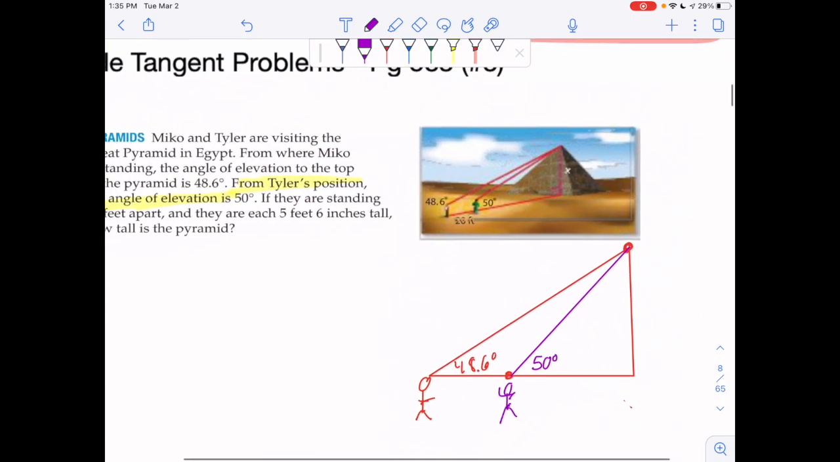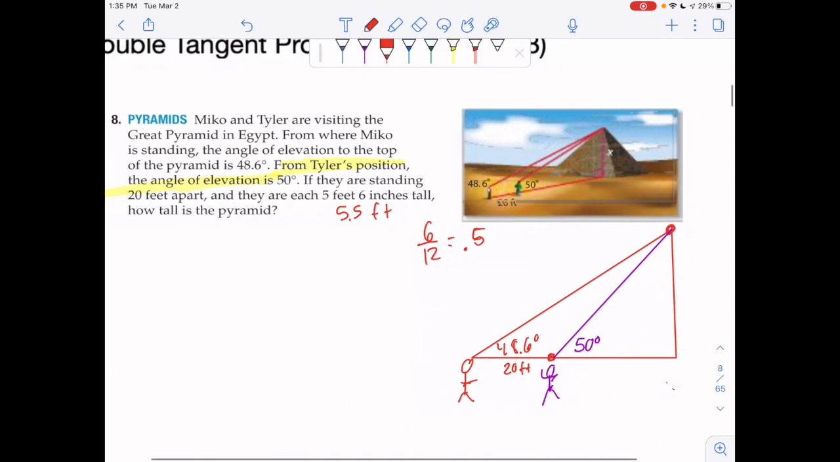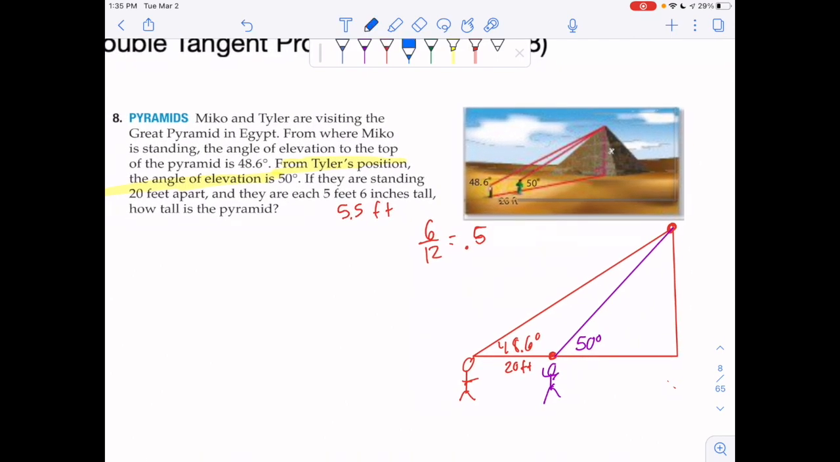So that's your setup here. They are 20 feet apart, so you do know this distance, 20 feet. And they're each 5 feet and 6 inches, aka 5.5 feet, okay. The reason it's 5.5 is because there are 12 inches in a foot, so 6 out of 12 inches is 0.5. Okay, so again, this is going to be a right triangle here.